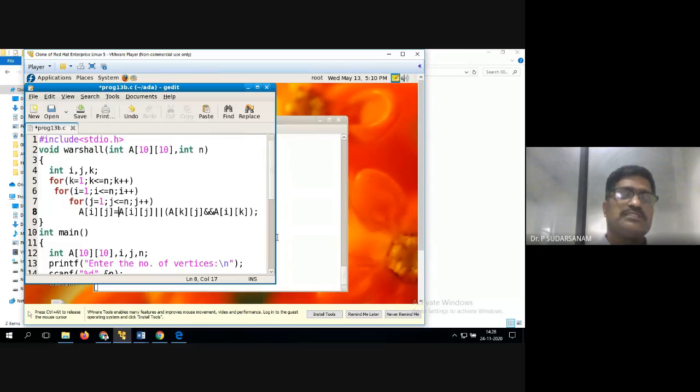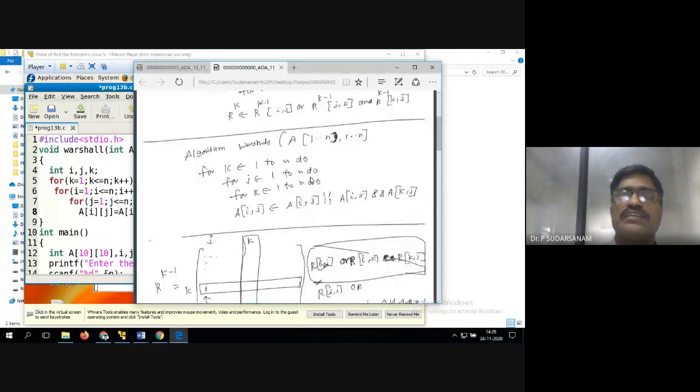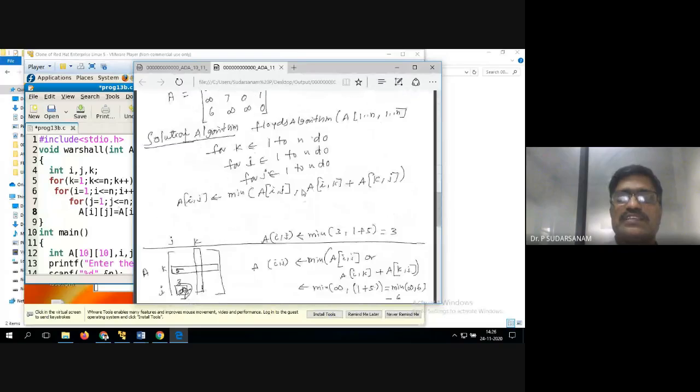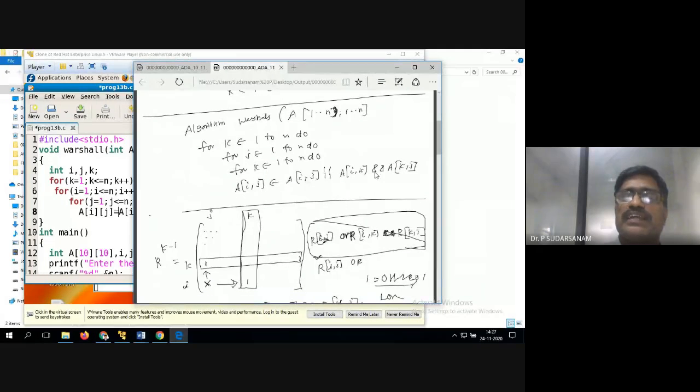So this bracket is not required. This should be one and this should be one, correct? See here, A of i comma k and this one. What we have done in this matrix: if it is one, we directly copy; otherwise we multiply and sum this into this. That's what I told you. If here it is one, you copy as it is, otherwise only then multiply. It will multiply this and check against this. That is the reason you have to put the bracket here.